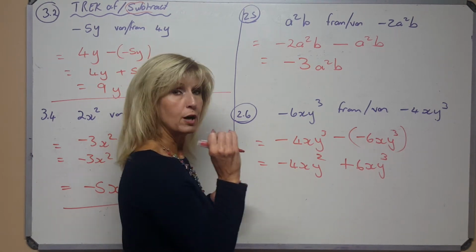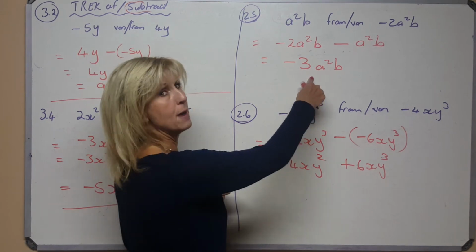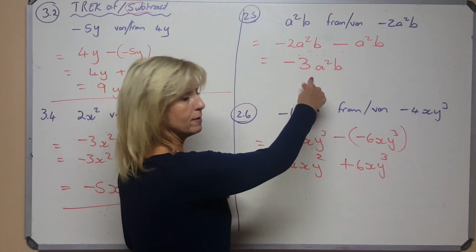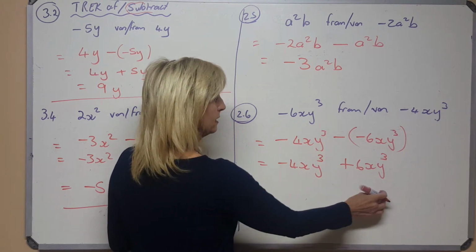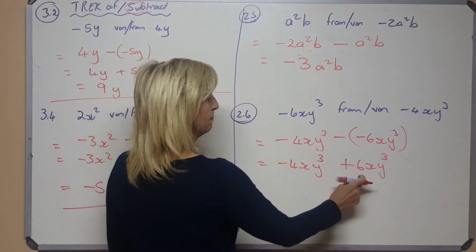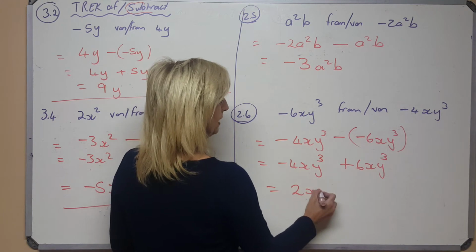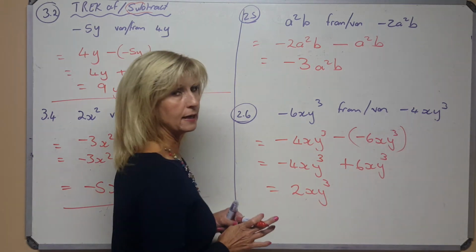Wat is 'n een-term antwoord? 'n Mononoom, reg? Maar hierdie is toe gelyksoortig. Tel die koëffisiënte op. Min 4 en plus 6 gee vir my plus 2x uit tot die mag 3.